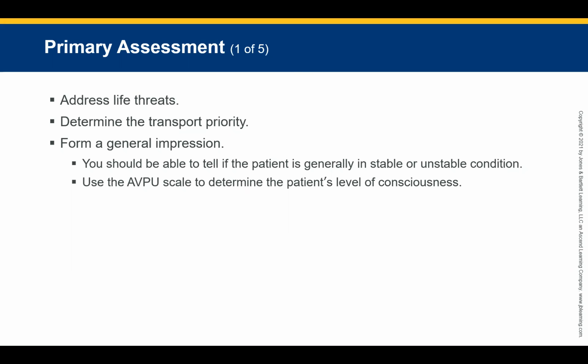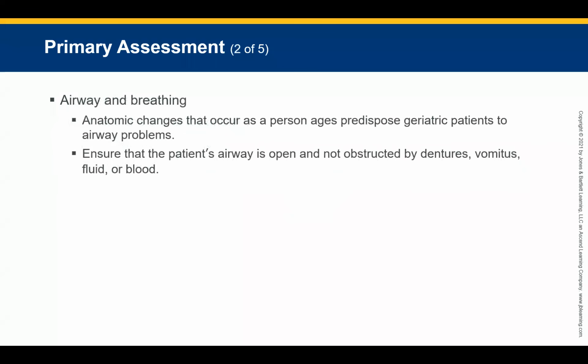Use of the AVPU scale to determine the patient's level of consciousness is a very good tool to use. Aging and disease can compromise a patient's ability to protect his or her own airway, with the loss of a gag reflex and normal swallowing mechanisms. Ensure that the patient's airway is open and not obstructed by dentures. Ooh, I read that completely wrong. We want to make sure it's not obstructed by dentures, vomit, fluid, or blood. And if it is, we need to make sure we have our suction on us and handy so we can suction that airway out.